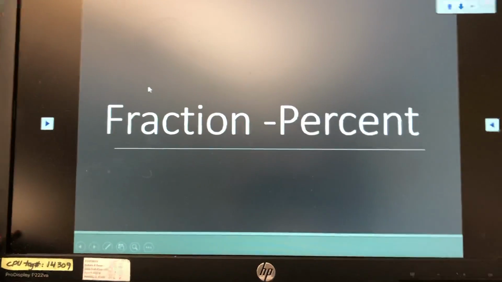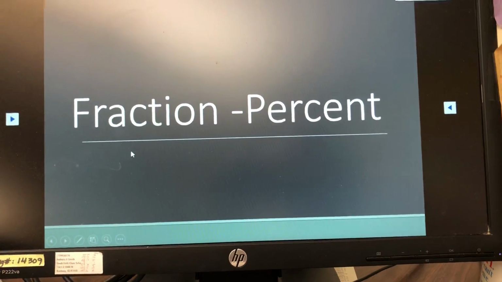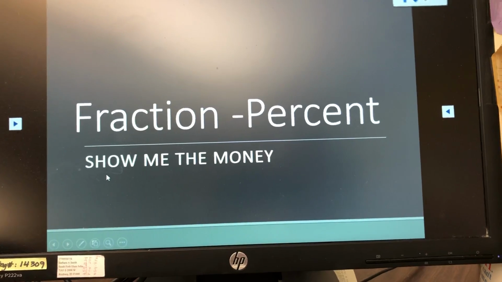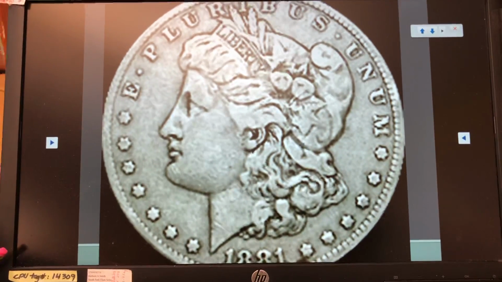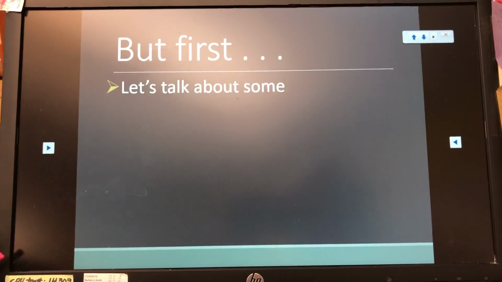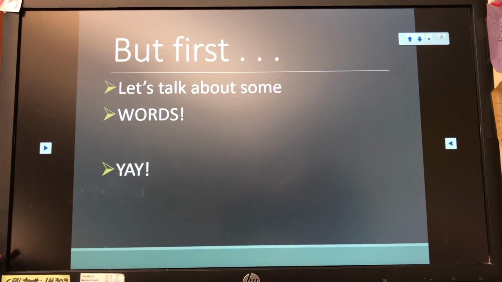So the name of this PowerPoint is Fraction Percent. The subtitle is Show Me the Money. Ta-da! Here is a silver dollar. But first, let's talk some, you guessed it, words.